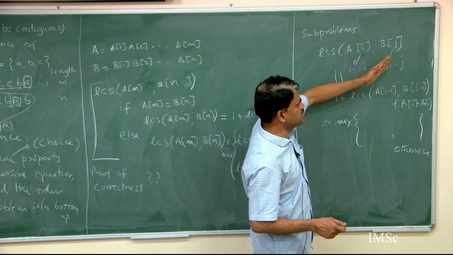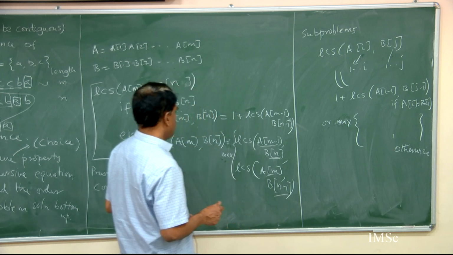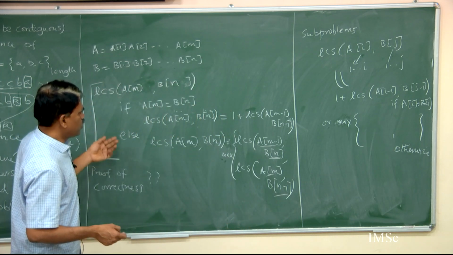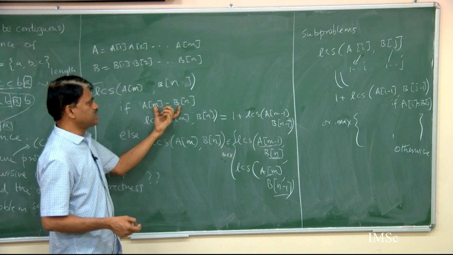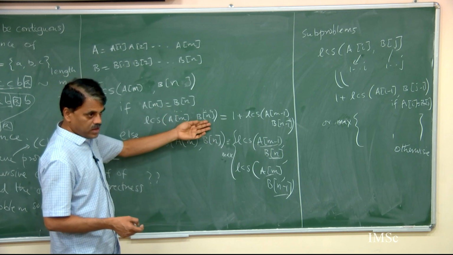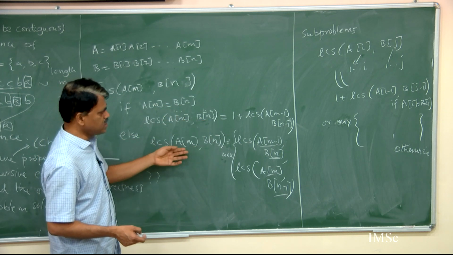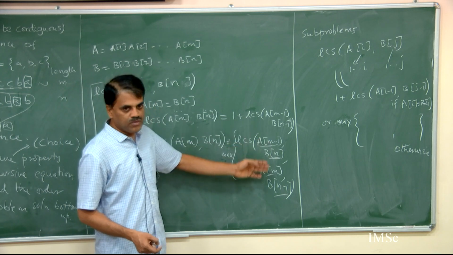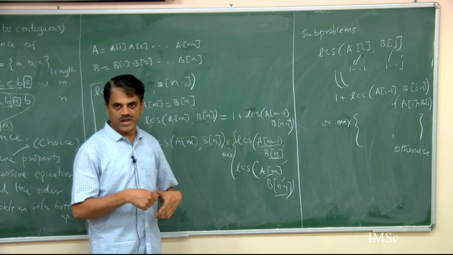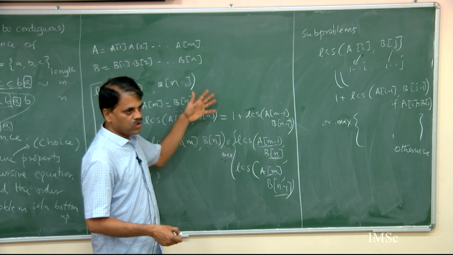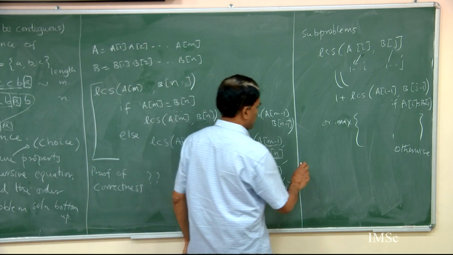You have m choices here and n choices here, and for each entry to compute this, you just have to look at the last entry, and if they match, you are done. If it is not matching, then these two entries are already computed, so you just have to pull out from there and pick the max. So, constant time, so order mn.